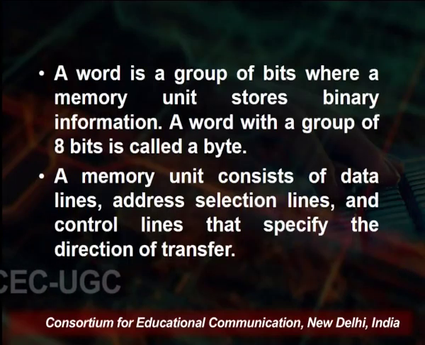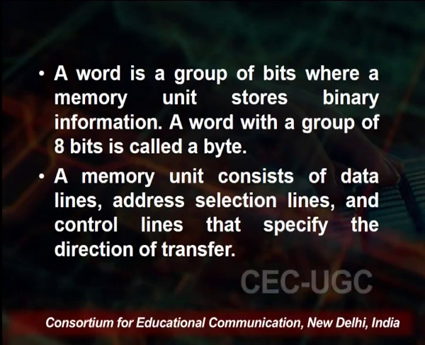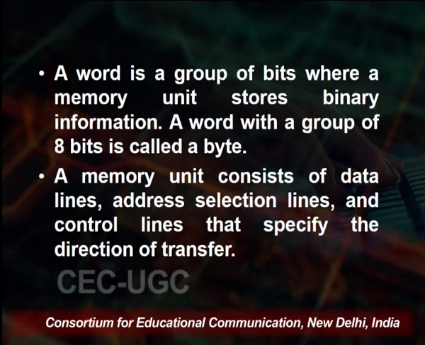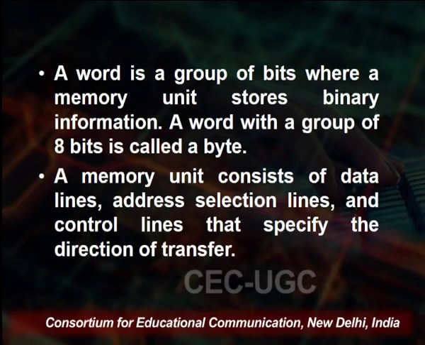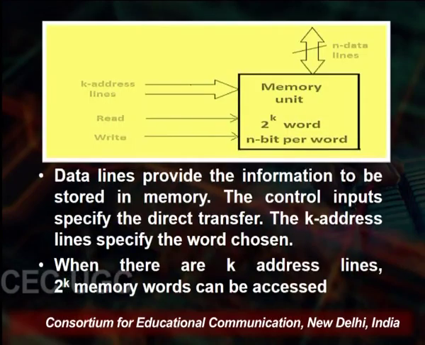So a word is a group of bits in which the memory unit stores binary information. A word with a group of 8 bits is called a byte. So a memory unit consists of data lines, address selection lines and control lines that specify the direction of the transfer, how we will transfer the data.